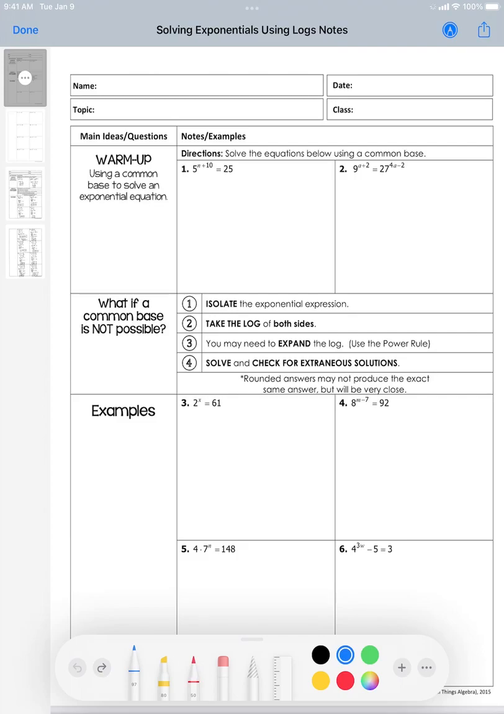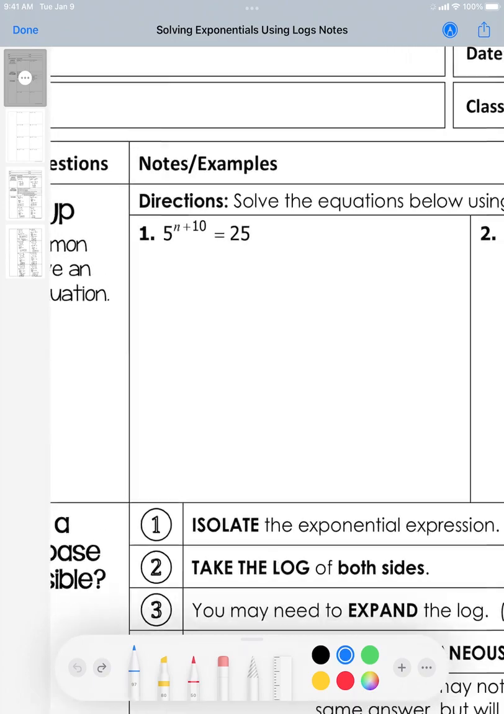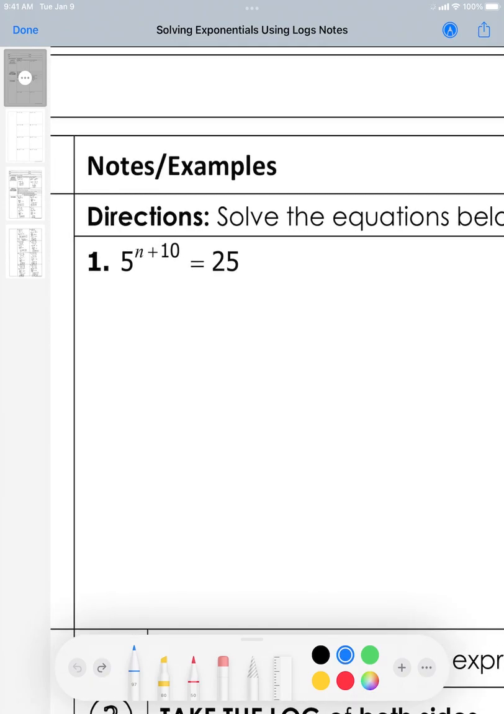Hi guys, today I'm going to show you how to solve exponentials using logs. Usually when you solve exponential equations, just like the warm-up up here, you could try to get to the same base. I know that I probably have to get to base 5 because that's the smaller number usually, right? Which is true. On the other side, I could get to a base 5 by squaring 5, right?